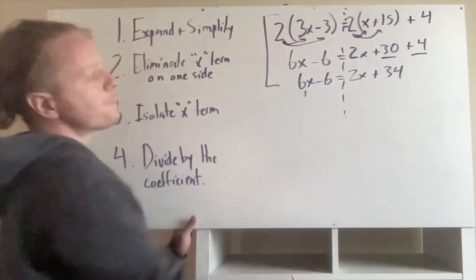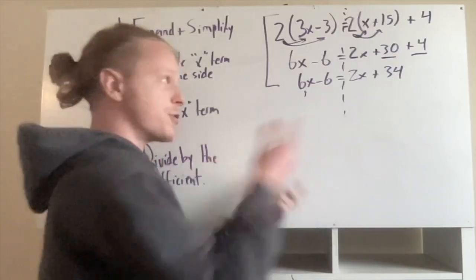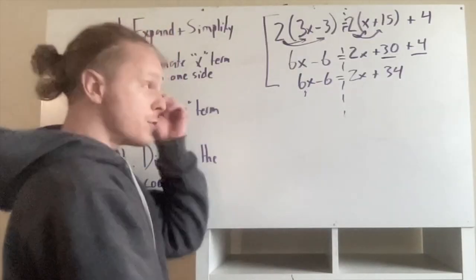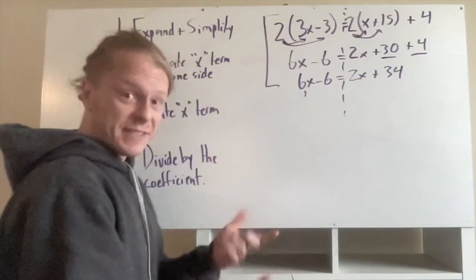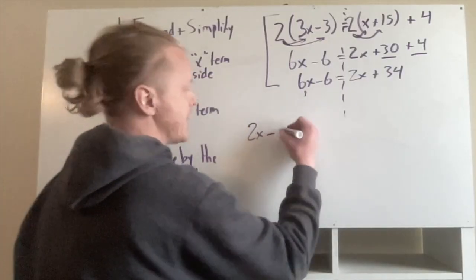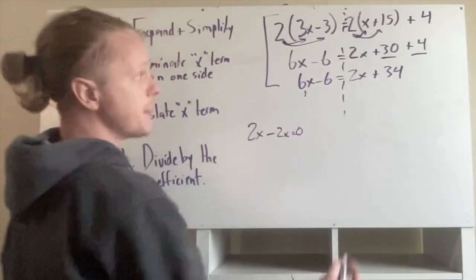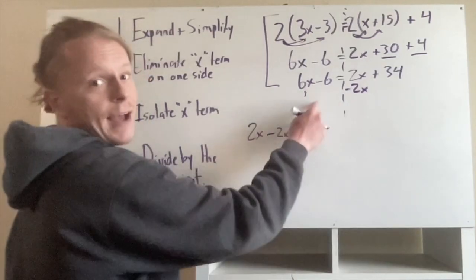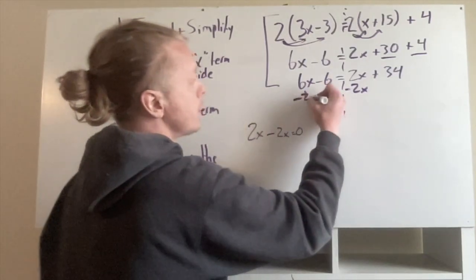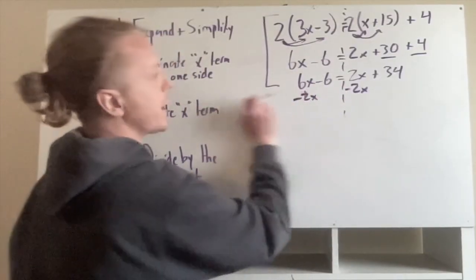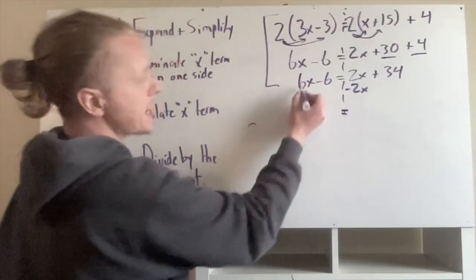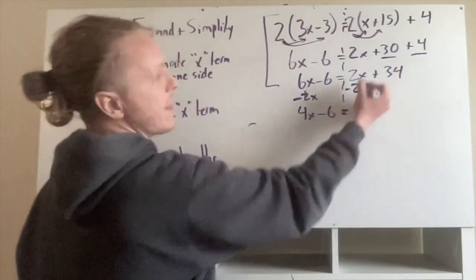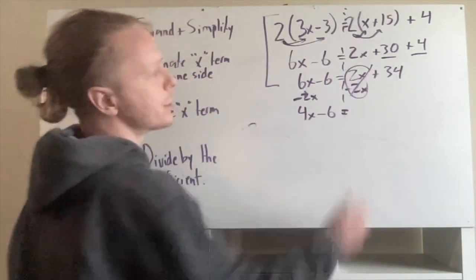So remember that I can add, subtract, multiply, divide by anything that I want as long as I do it to both sides of the equal sign. So what can I do to this 2x basically to make it a 0? 2x minus 2x will get me 0, right? So let's go ahead and subtract 2x. And if I do it on this side of the equal sign, I have to do it over here as well. Minus 2x. Okay, and what does that leave us with now? 6x minus 2x. Well, 6 minus 2 is 4, so 4x minus 6. And then this becomes 0. 0 plus 34 is just 34.